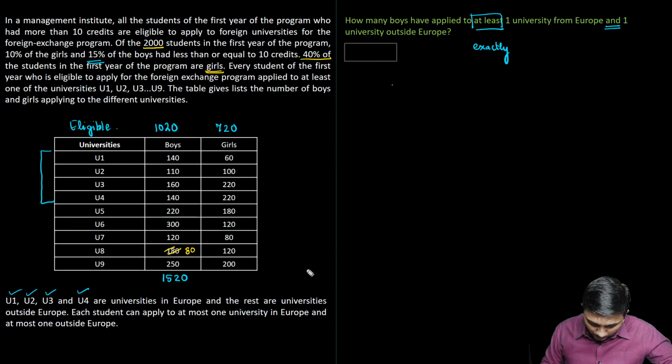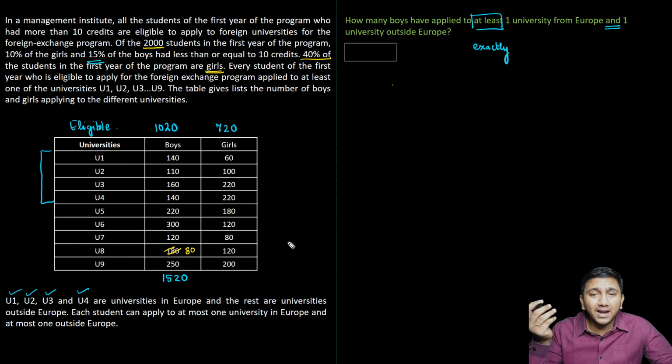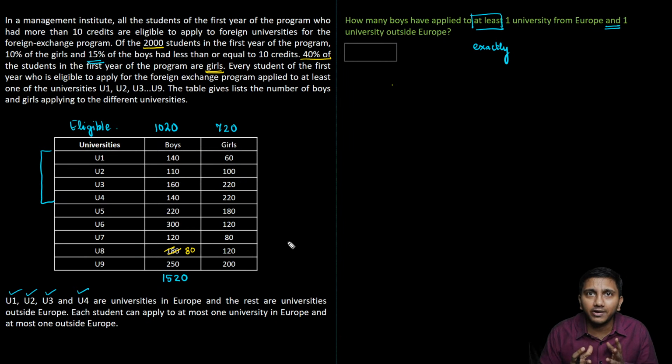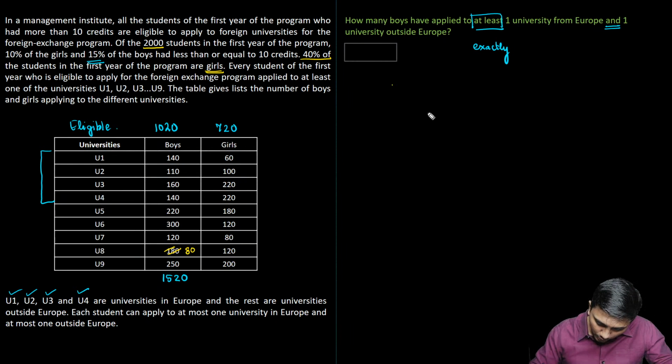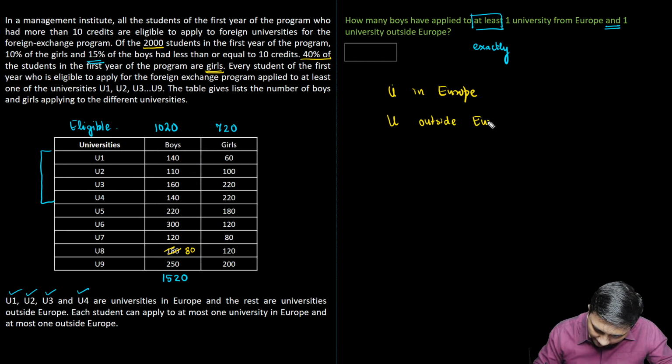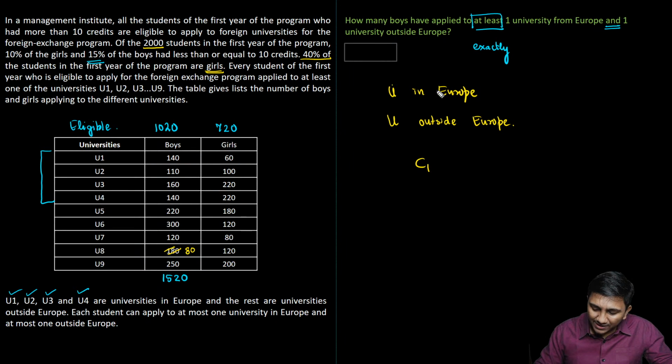Okay. Now, although it looks like there are 9 parameters here, for a moment it looks like a 9 parameter Venn diagram. How am I going to solve it? But if you look at the actual categories here, there are only 2 categories: universities in Europe, universities outside Europe. So it's more like a two-parameter Venn diagram here. Okay, so I can say the two categories that we have are universities in Europe and universities outside Europe.